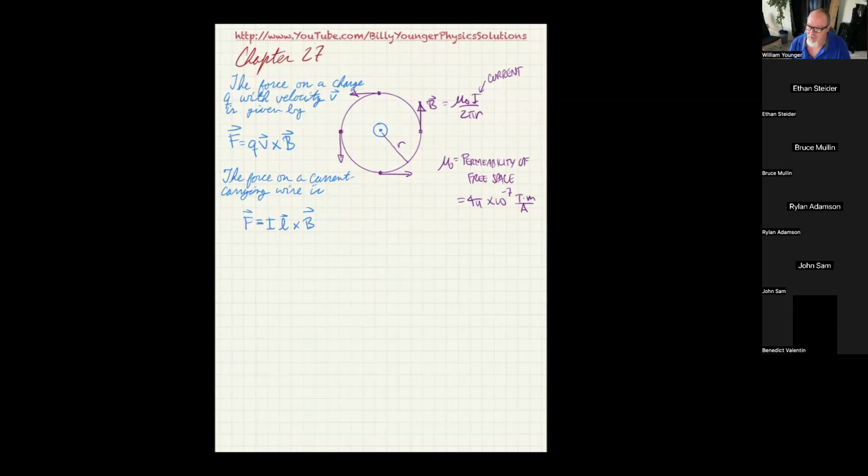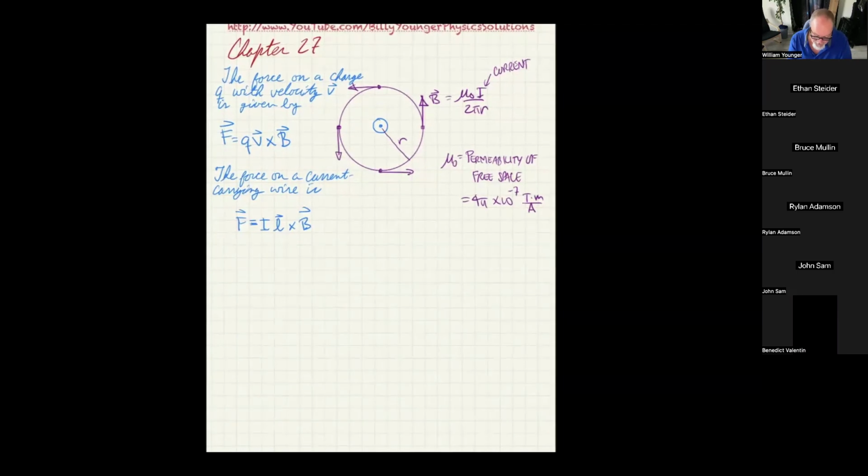You'd say B times L times the sine of the angle theta, where theta is the angle between the L vector and the B vector when the L vector and B vector are tail to tail. Notice that I times L has units of coulombs meters per second, and so does Q times V. So I times L has the same units as Q times V, which are coulombs times meters per second. And that should make a little bit more sense.